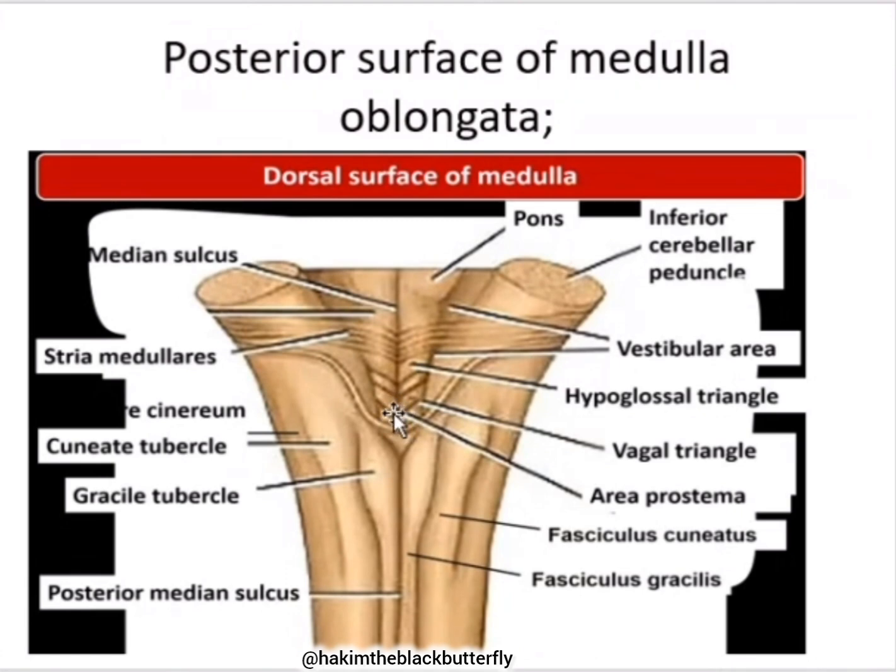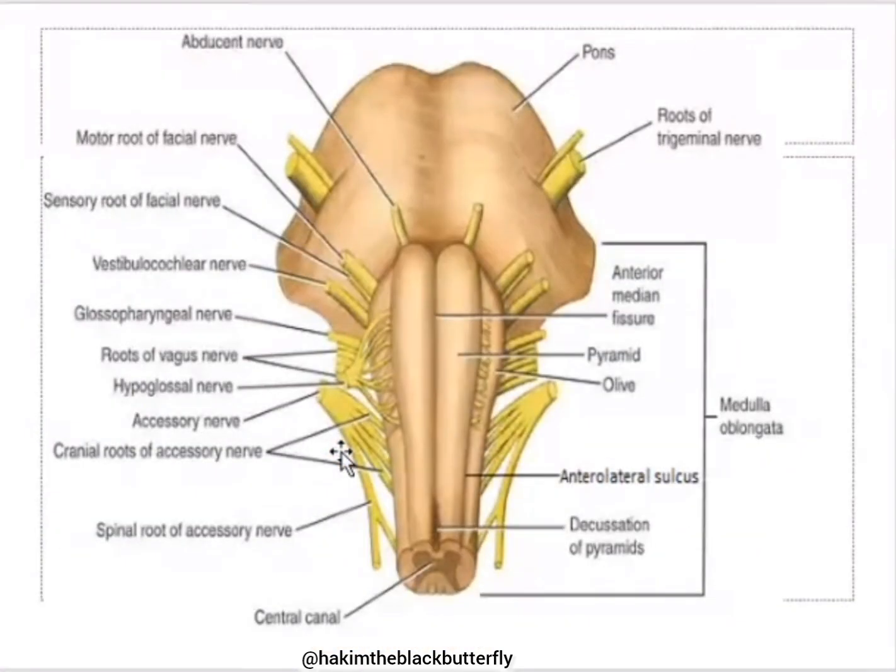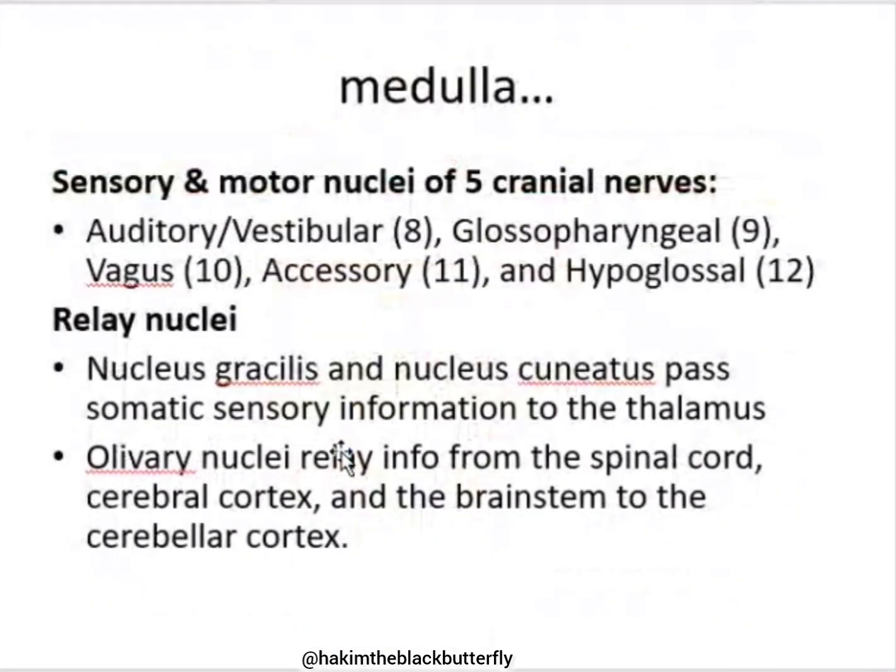vomiting reflex. The vagal triangle contains the nuclei of the vagus nerve. The hypoglossal triangle contains the nuclei of the hypoglossal nerves. So this is what you see on the posterior aspect of the medulla oblongata, and this is what you see on the anterior aspect of the medulla oblongata. Please, when you get time, and I know you get time, study them.